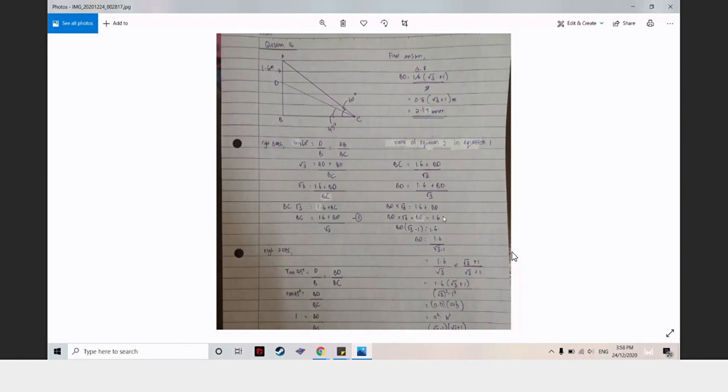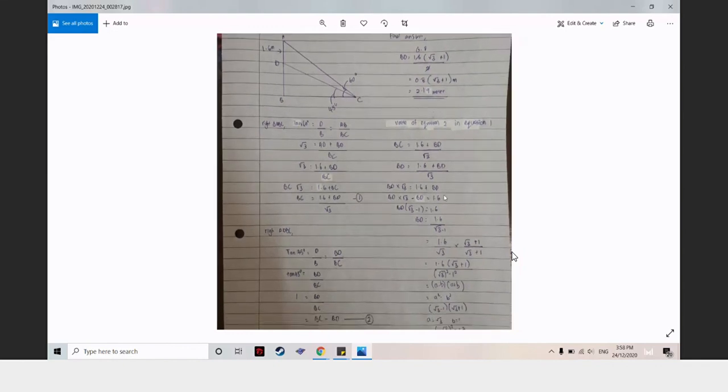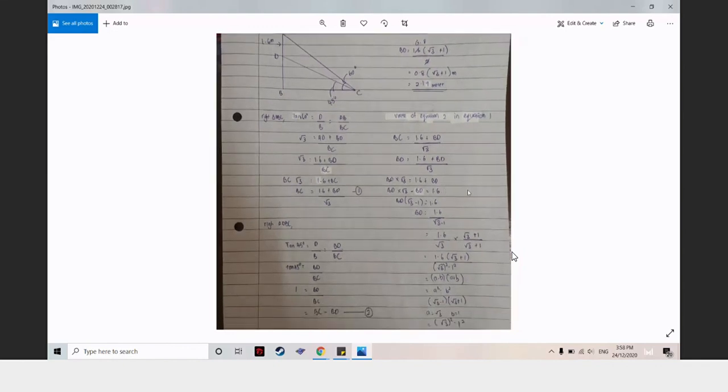I hope people can see this. So straight away the answer, we don't have to actually go further, Moses. No need to go further. You just stop until there. You can see BD equals 1.6 over root 3 minus 1.